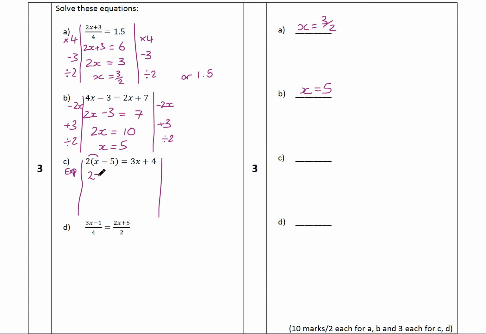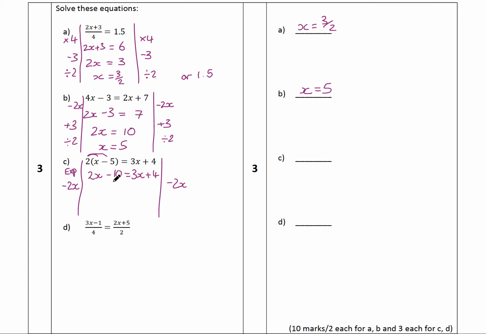So 2 times x gives me 2x. 2 times negative 5 gives me negative 10. And now it's no different to the one above, really. We look for the fewest number of x's. This time it's on the left, and we're going to get rid of them. So we're going to do that to both sides. I didn't write expand on both sides because this side didn't need expanding.